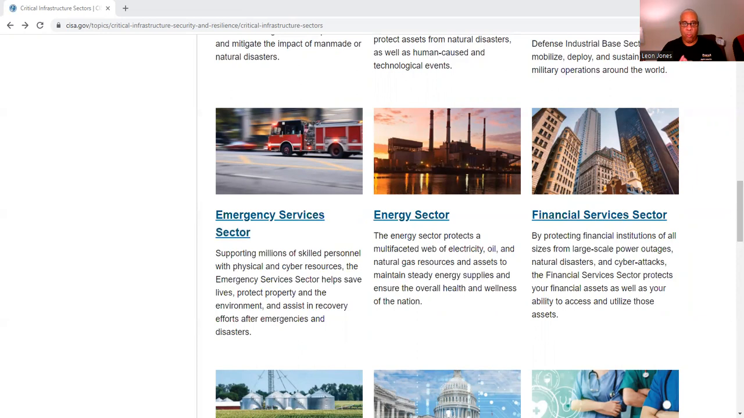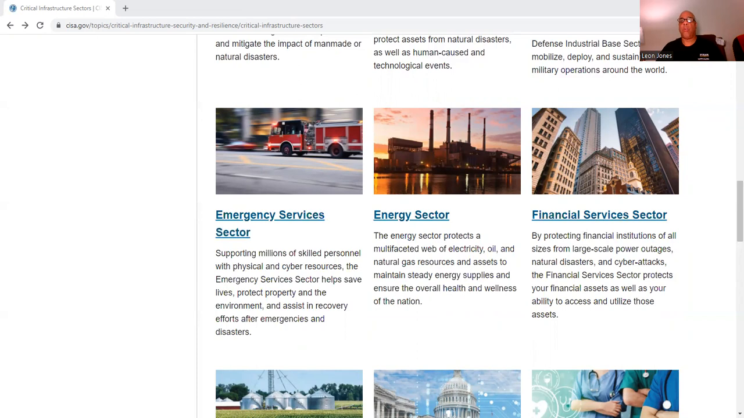Now, that sector, basically, it supports millions of skilled personnel with physical and cyber resources. See, the emergency services sector helps save lives, protect property and the environment, and assist in recovery efforts after emergencies and disasters. Now, what would fall under the emergency services sector? Basically, you would have your firefighters and your paramedics.